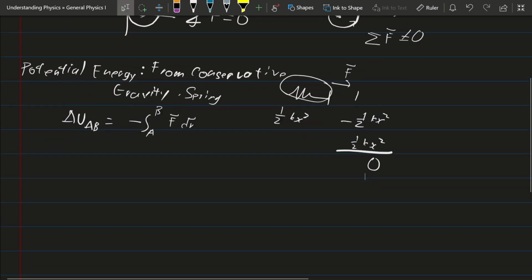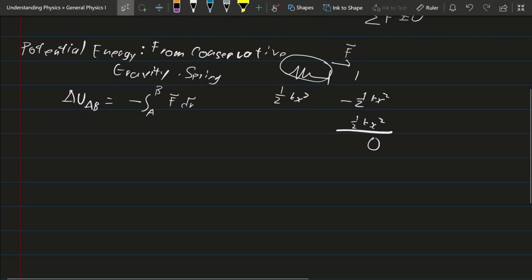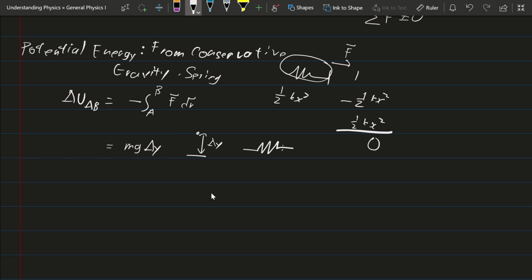And so from last video's formulas, we will later obtain that mg delta y will be the gravitational potential energy, where this will be delta y. And then for a spring, let's take this as 0, this will be x, and the potential energy will be half kx squared.